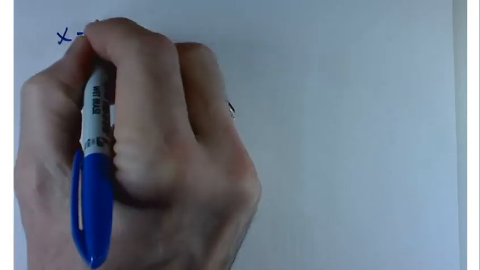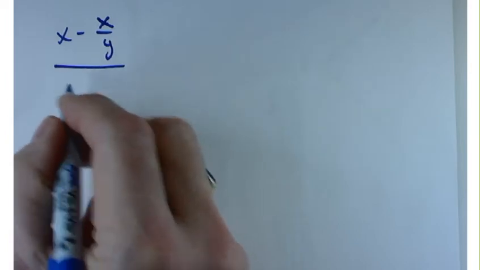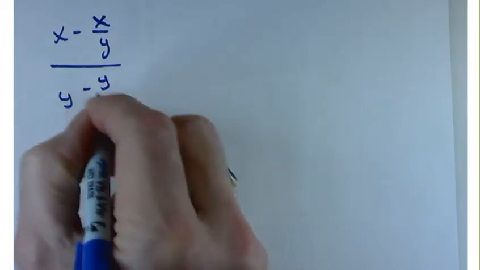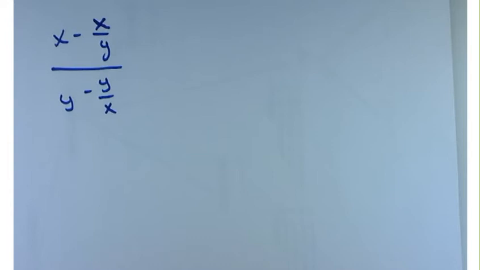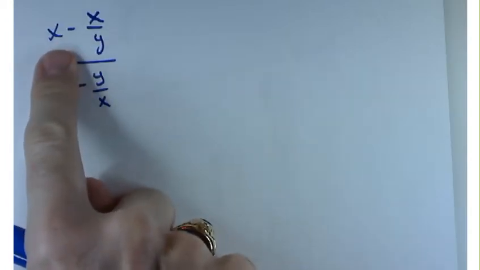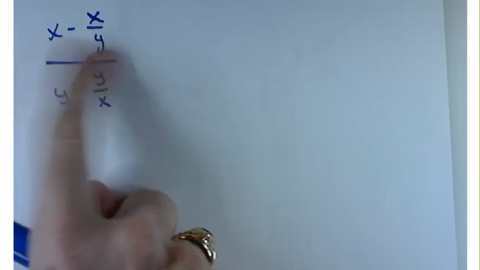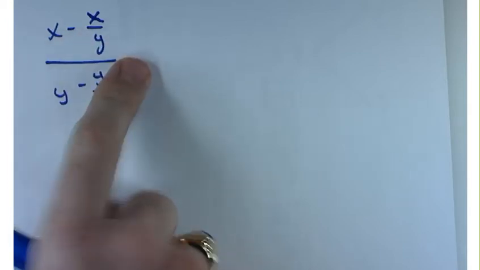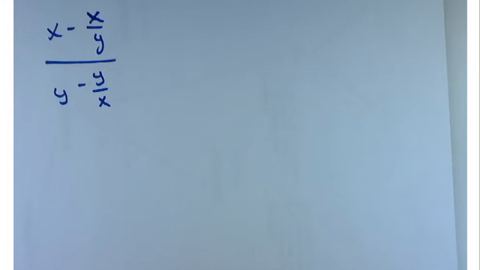So next one is to simplify this complex fraction, which is x minus x over y divided by y minus y over x. Now you can't just do that kind of invert and multiply thing like we did with the last one, because the numerator is not just a nice whole fraction. I've got a couple terms in the numerator. So for this one, I would suggest something a little bit different than the last one.